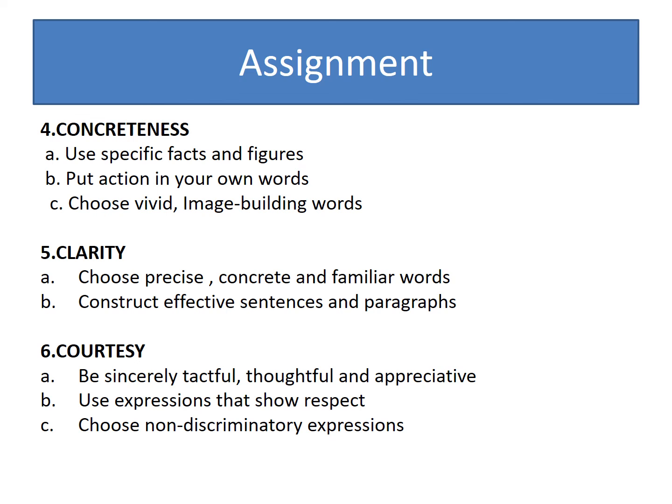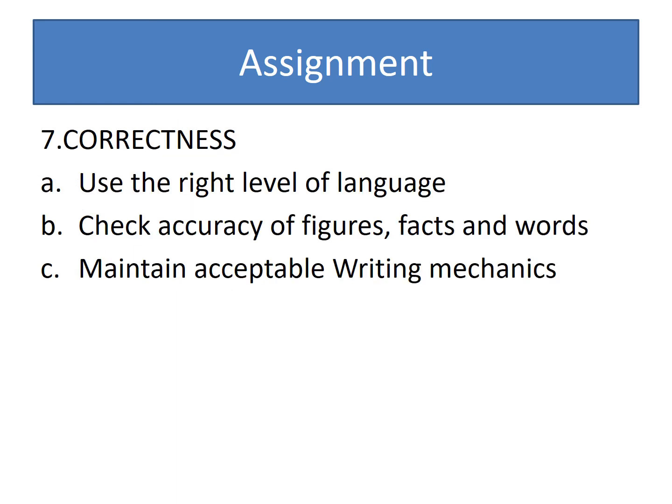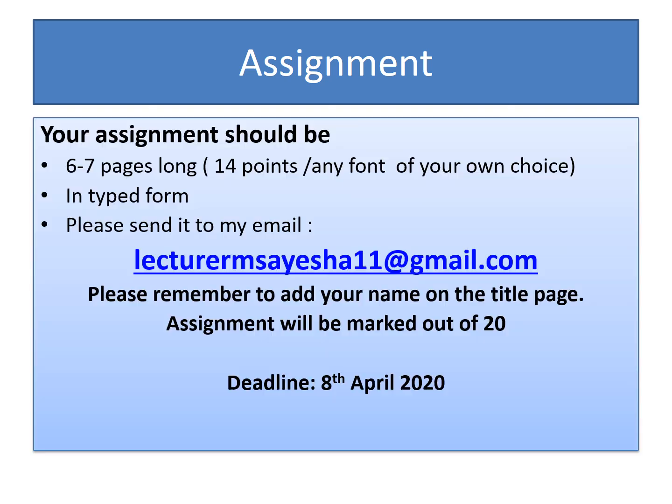Choose non-discriminatory expressions. When you are addressing the audience, do not use words that can come into the category of being discriminatory, or what is called name calling. Now the last C is correctness. That means use the right level of language. If you are talking with children, use the appropriate language. When you are talking to adults, use the appropriate language. Check accuracy of facts and figures, and maintain acceptable writing mechanics. That means if you are writing, your writing should be clear and legible.